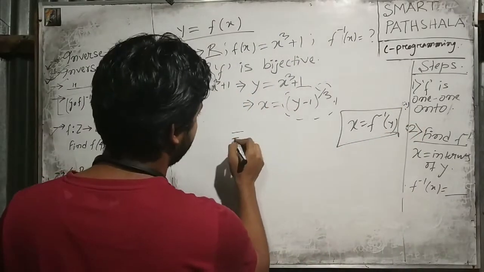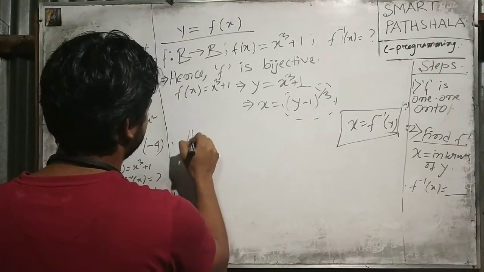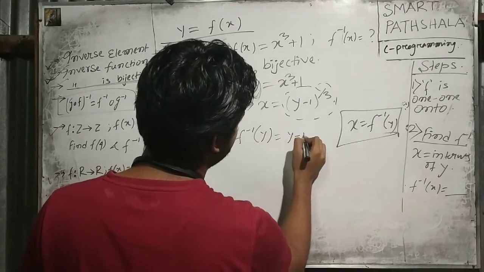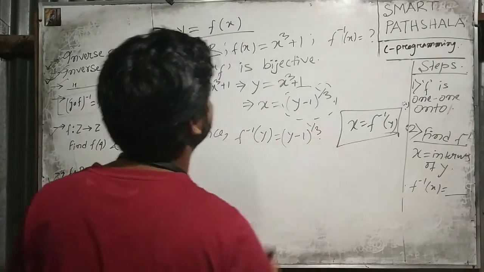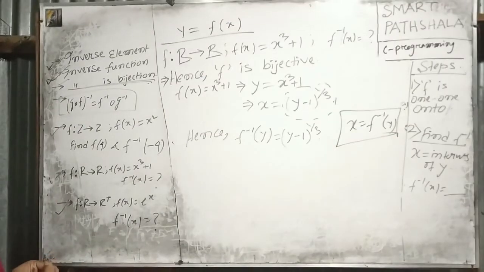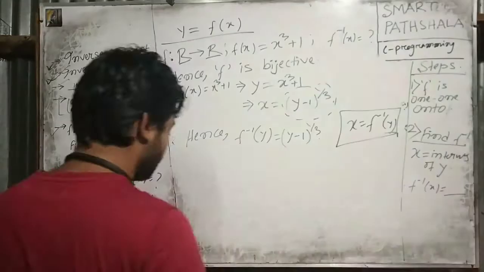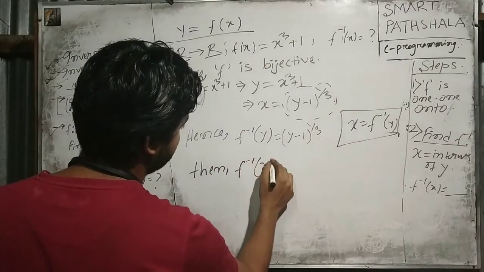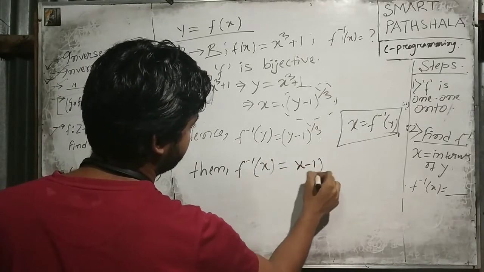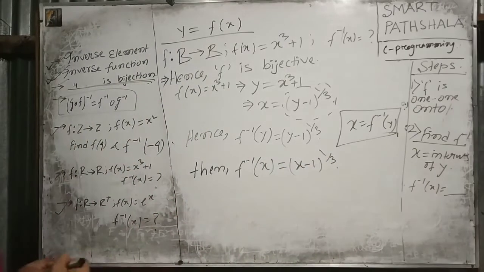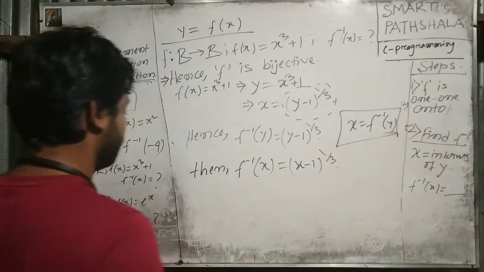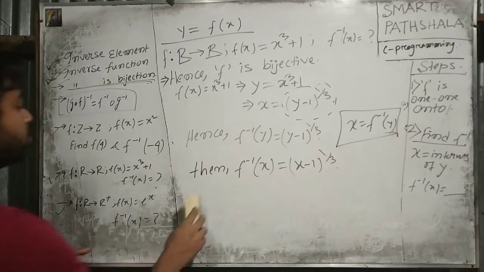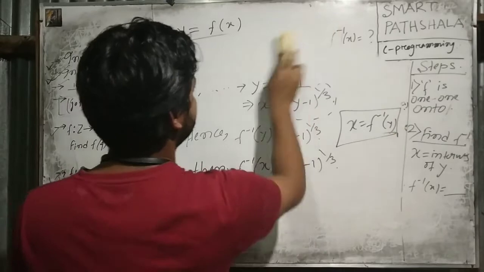Generally, so we can write, hence f inverse of y is equal to y minus 1 to the power 1 by 3, right? Then just replace this y with x, so f inverse of x is x minus 1 to the power 1 by 3. Okay, so this is a problem. Now we will see another problem, which is an exponential function when f of x is equal to e to the power x. The steps will be similar.